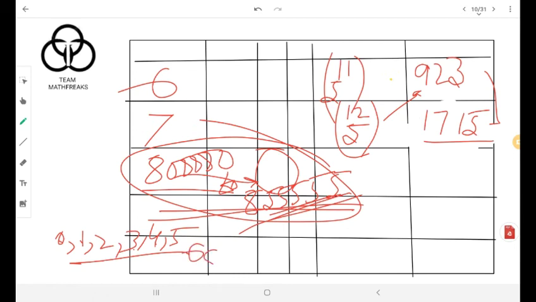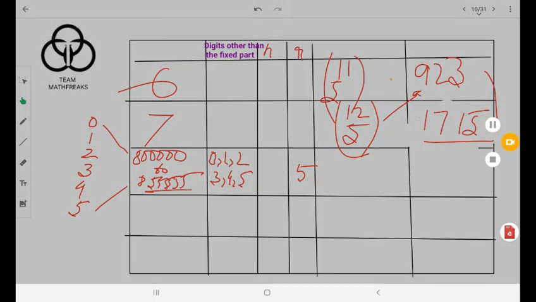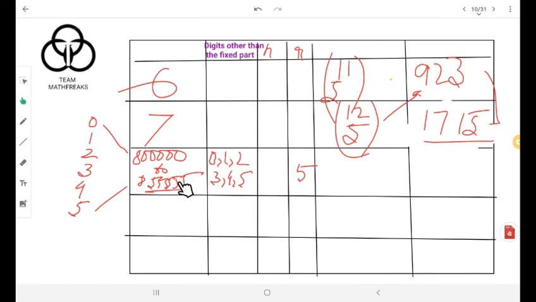6 choose 5. So let's assume that we are considering the digits. Up to this, we have 5, 5, 5. So we have 0, 1, 2, 3, 4, 5. These kinds of combinations and arrangements are also possible. These were the digits other than the fixed parts which have given us this result.